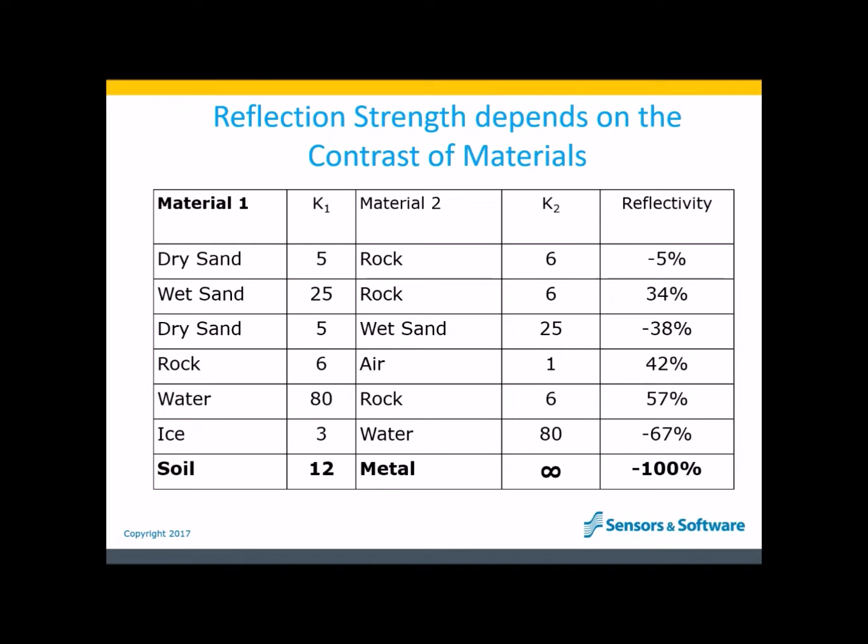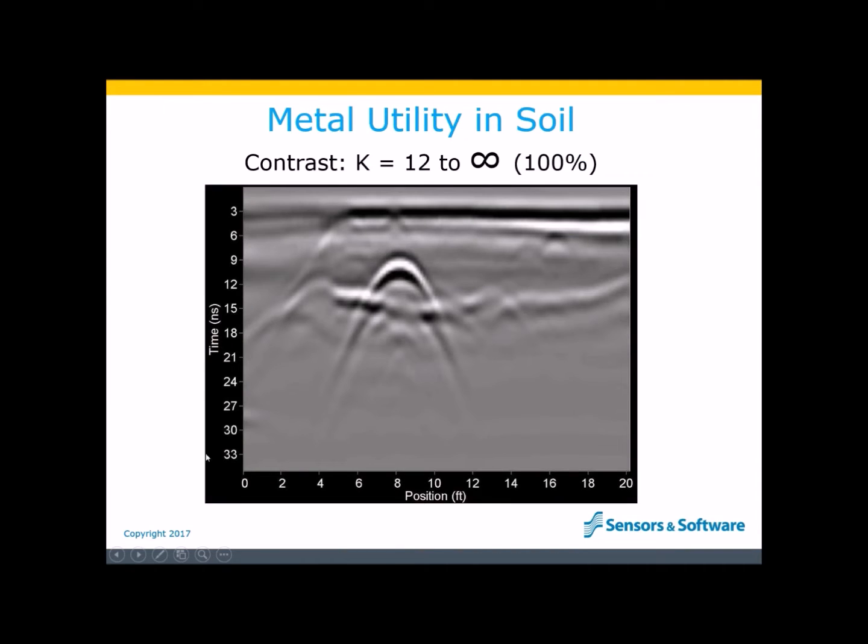The last interface I want to discuss involves metal. Metal actually has an infinite dielectric constant. So when you do the math from the formula, it has a 100% reflection coefficient. This means that 100% of the GPR energy that hits a metal object or boundary reflects, and none of the energy transmits through the metal. This is why metal objects are the easiest objects to detect with GPR.